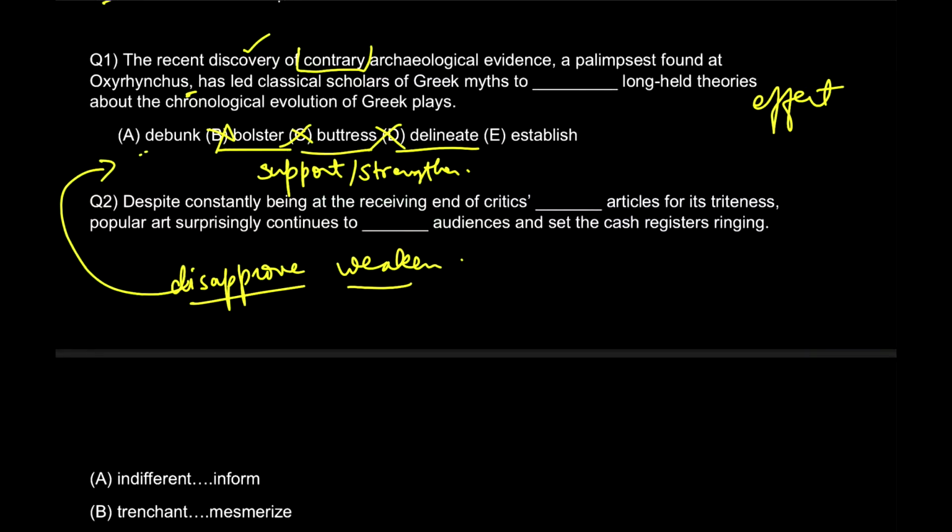Debunk means disapprove. Here you can make an educated guess that establish means to accept, and since debunk is a D word, it could be disapprove or some such negative term. So that gives us the answer as option A over here. We will debunk the long held theories.